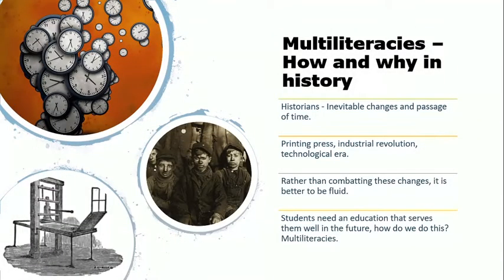So how and why should you use multiliteracies in history? Well, first, as historians, we are well aware of the impacts that major technological shifts and changes have throughout history. For example, the printing press or the Industrial Revolution. These events resulted in winners, losers, and drastic change. We know that trying to fight these major changes is a futile exercise. Rather, it's better to embrace change and be versatile in order to survive and flourish.